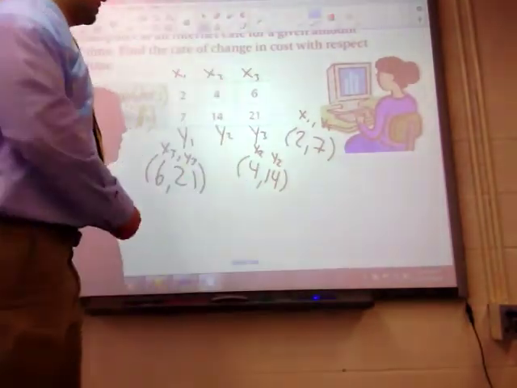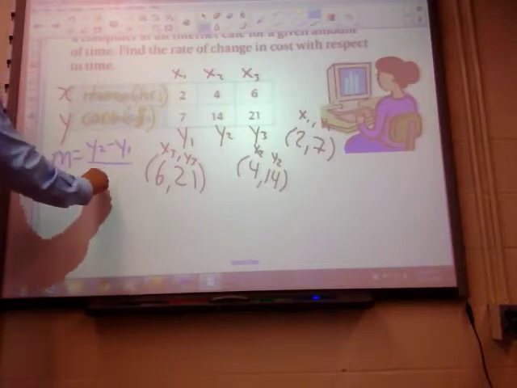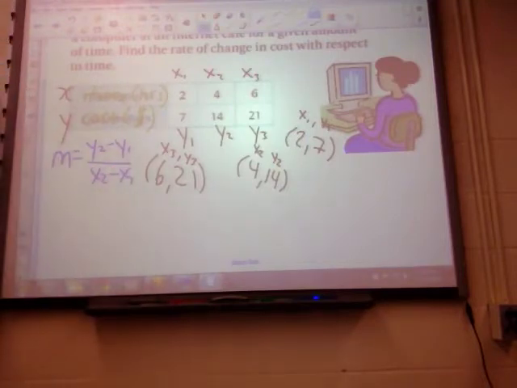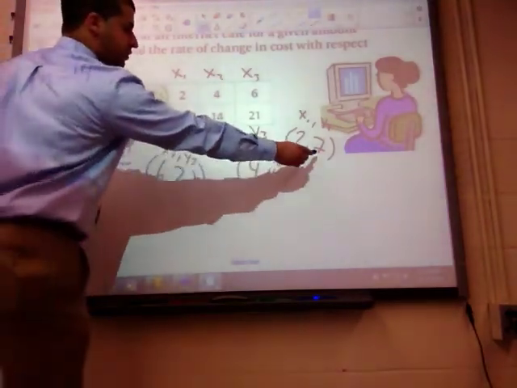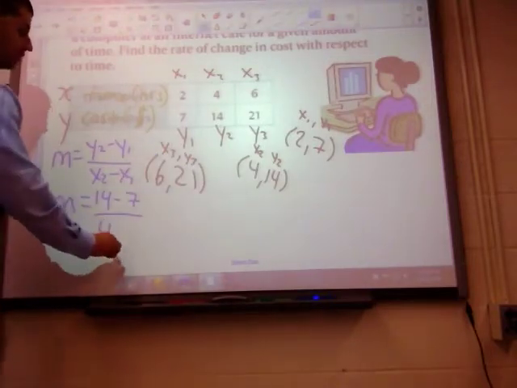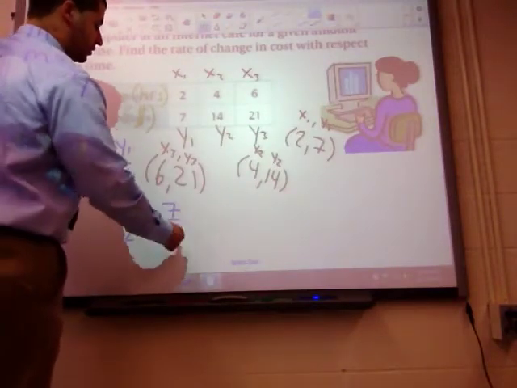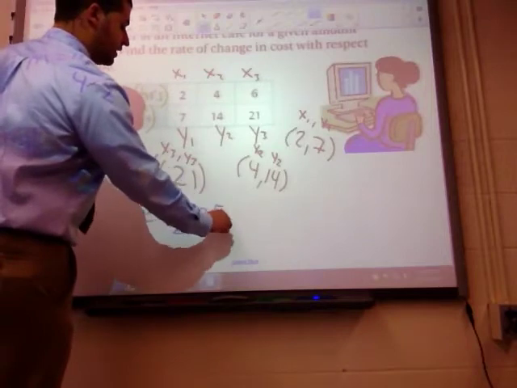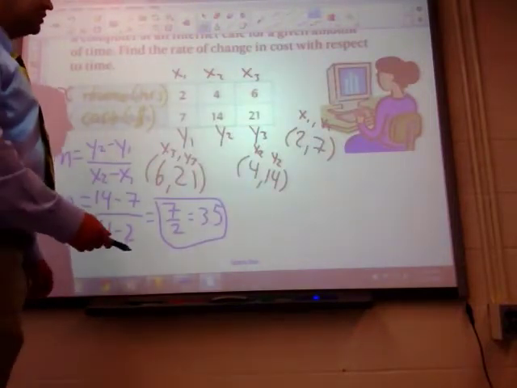So I'll take the one that I've been using, m equals y2 minus y1 over x2 minus x1. So my slope here would be y2, which is 14, minus y1, which is 7, over x2, which is 4, minus x1, which is 2. So 7 over 2 is our slope, or you could say 3.5. Either one would work for my slope. So I just used the formula that I was given. Say I just picked any two other points.